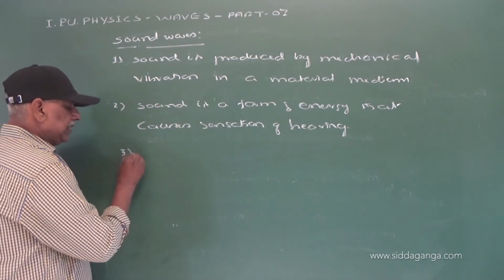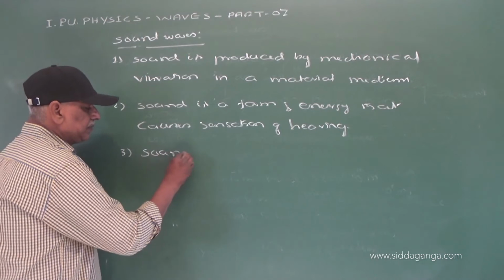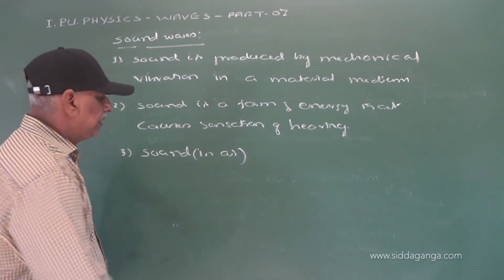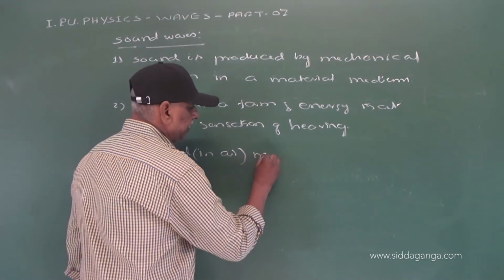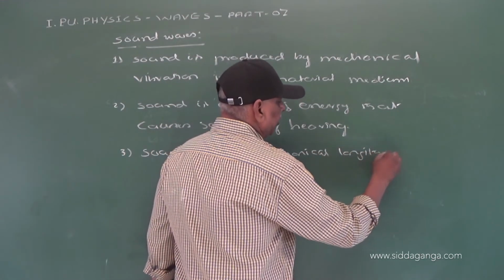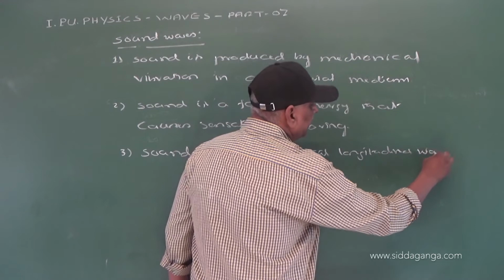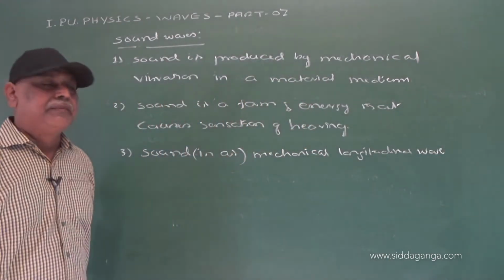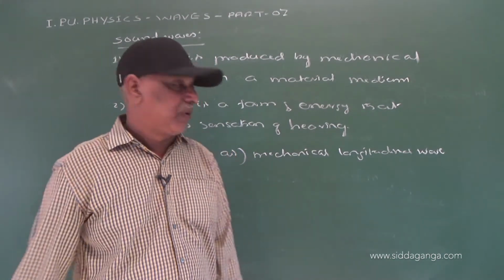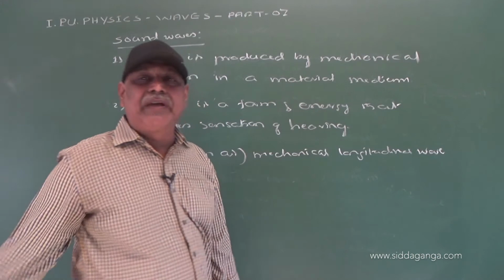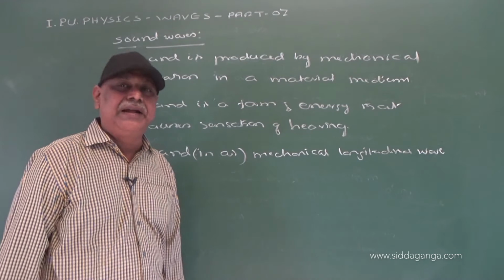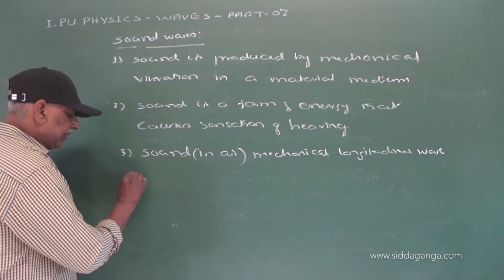Now the third one, sound in air, particularly the large medium, is a mechanical longitudinal wave. It is a mechanical wave because it requires a material medium for its propagation. It is a longitudinal wave because it consists of a series of alternate compressions and rarefactions.